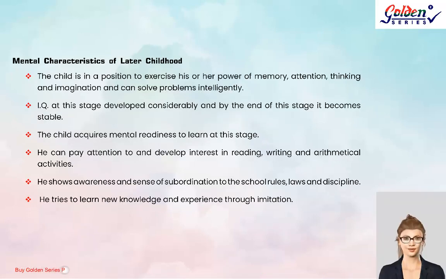Mental characteristics of later childhood. The child is in a position to exercise his or her power of memory, attention, thinking and imagination, and can solve problems intelligently. IQ at this stage develops considerably, and by the end of this stage it becomes stable. The child acquires mental readiness to learn at this stage.